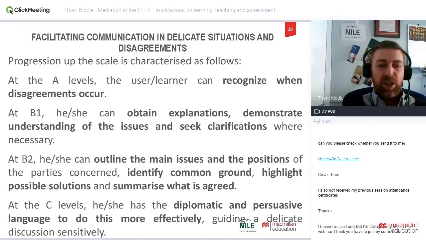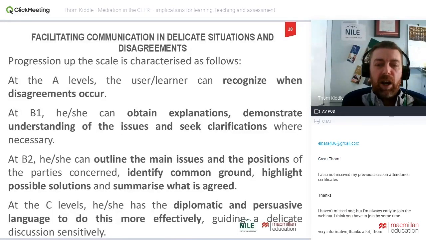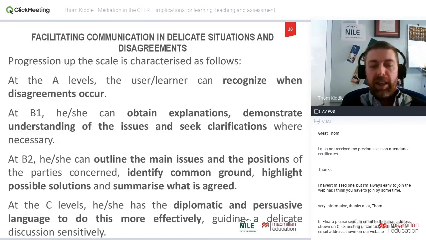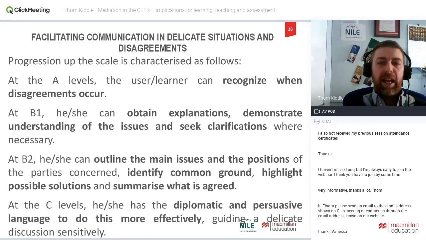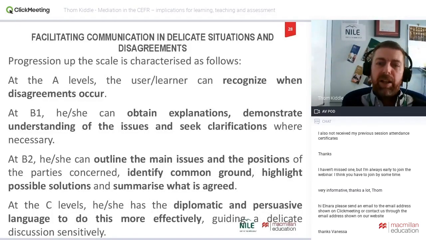As they move up through the B levels, they can take those issues and represent them to the other party. They can look for things that are shared. They can suggest possible ways out, and they can draw an agreement out of the parties involved. And at the higher levels, they have the interpersonal skills and the linguistic skills to be very diplomatic about this, and to lead people to a kind of happiness with the compromise, rather than just accepting something that's been developed. So this is how progress in this particular scale is described in the CEFR levels.